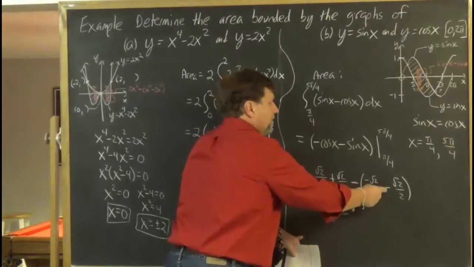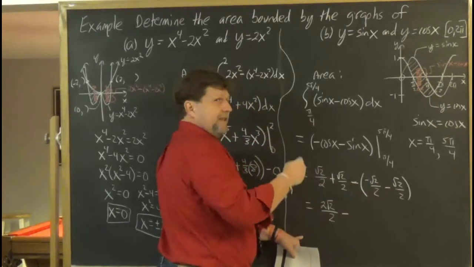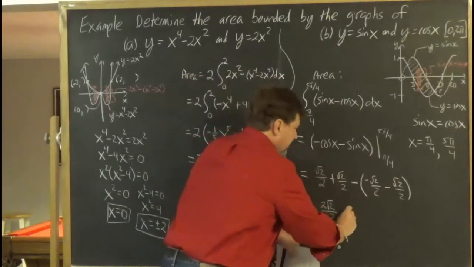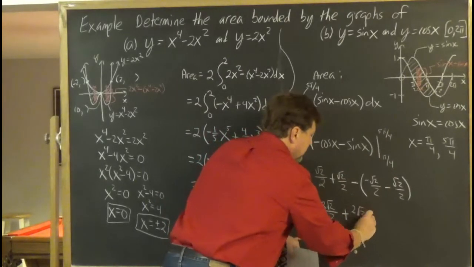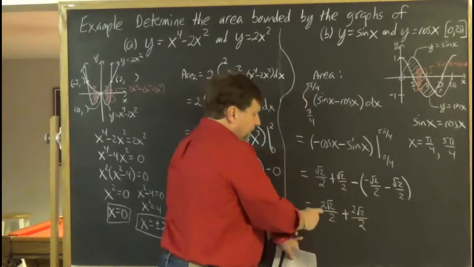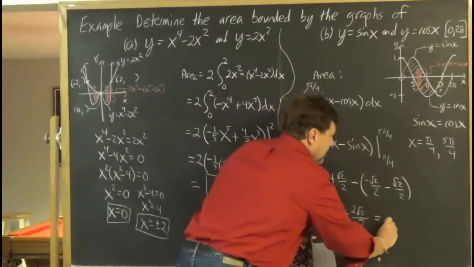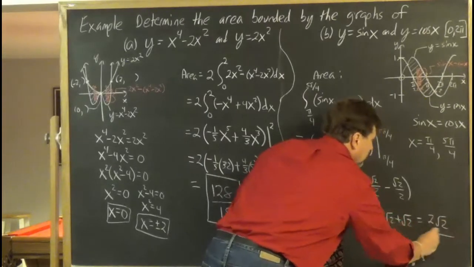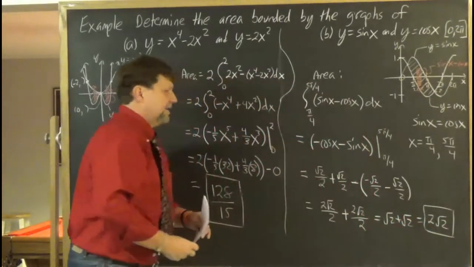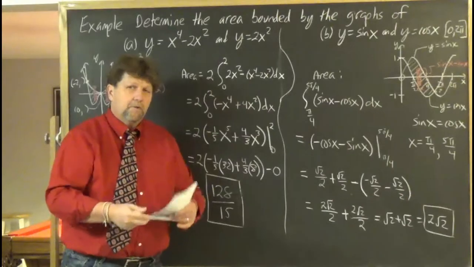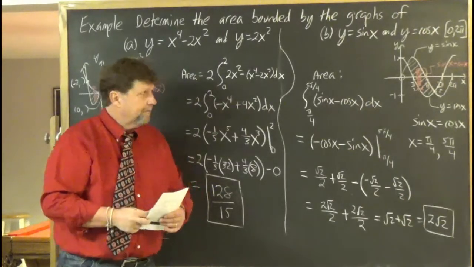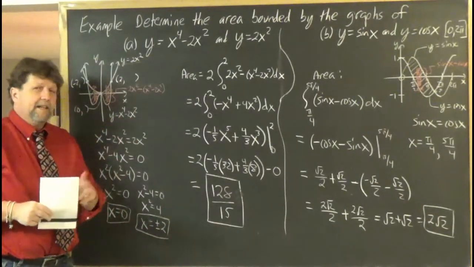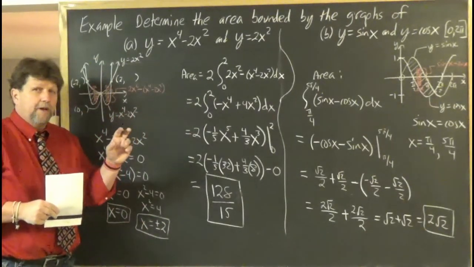Negative square root 2 over 2 minus square root 2 over 2. That's a negative 2 square root 2 over 2. But minus a negative would make it plus 2 square root 2 over 2. Notice here the 2's would cancel out. So you have square root 2 plus square root 2. So the area is 2 times square root 2, or just 2 square root 2. All right, so it's exciting times now that we were able to find the area between two trig functions.